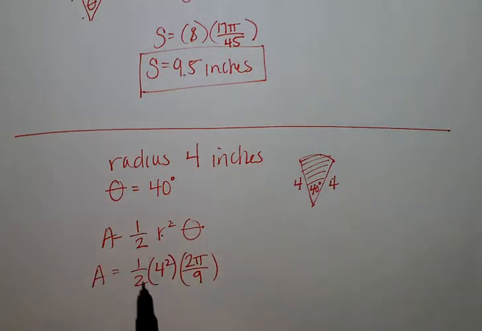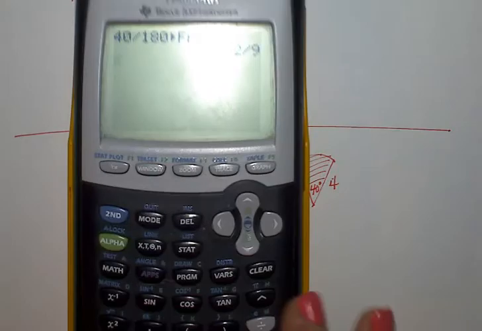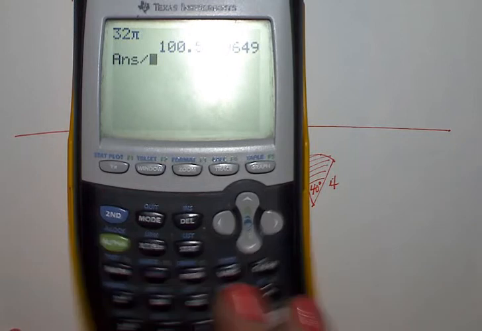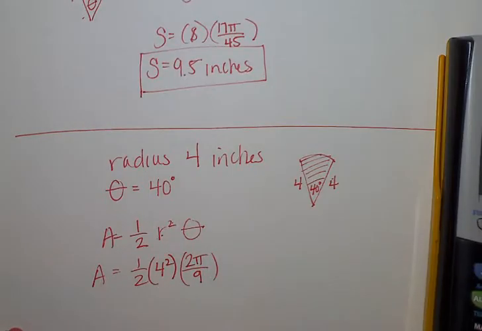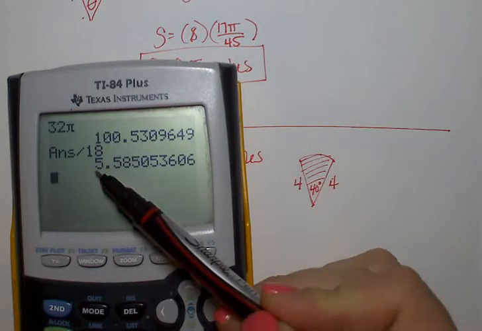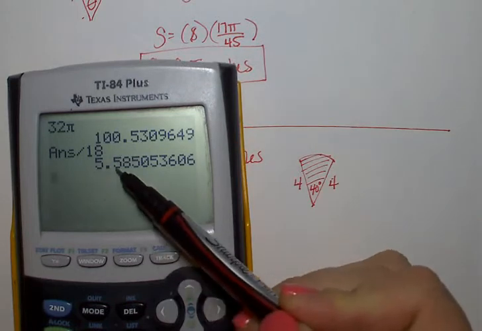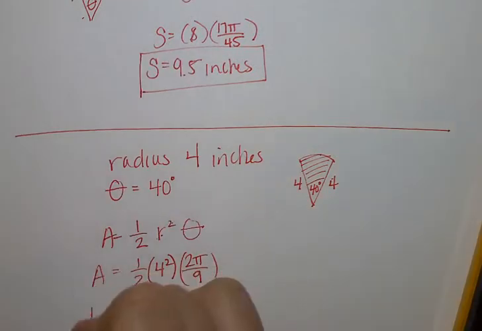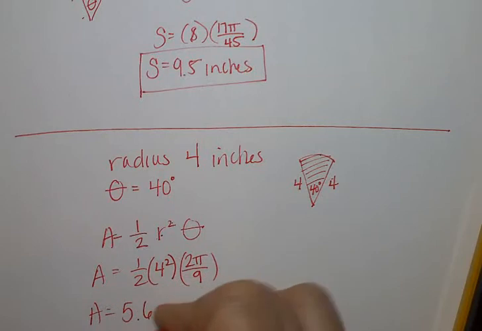So I'm going to plug this in now. I have 1 times 16 is 16, and 16 times 2 is 32, and then I have 32 times pi. So let's go 32 times pi in the numerator, and we're going to divide it by 2 times 9, which is 18. I'm going to round to the nearest tenth to get approximately 5.6. 5.6 square inches.